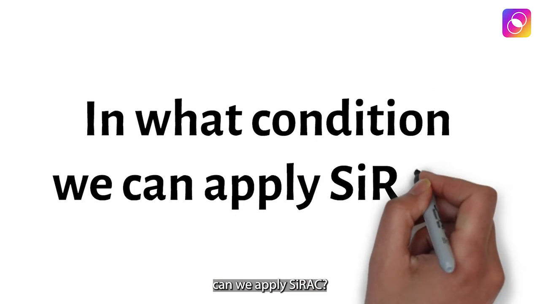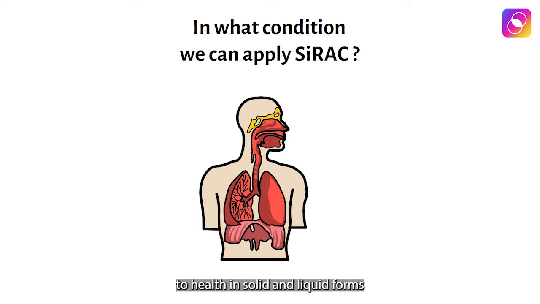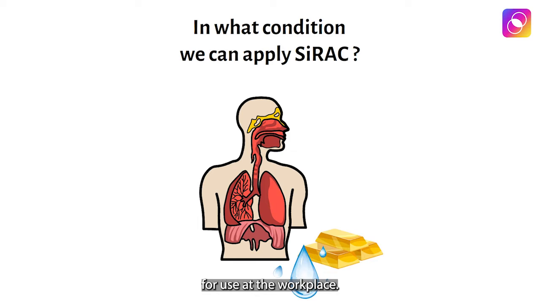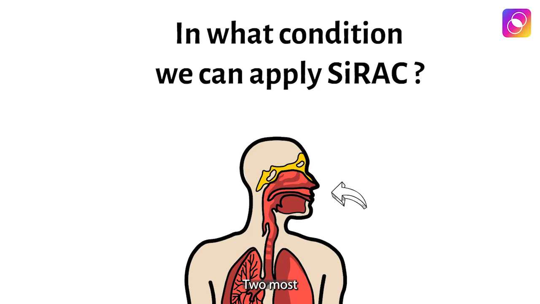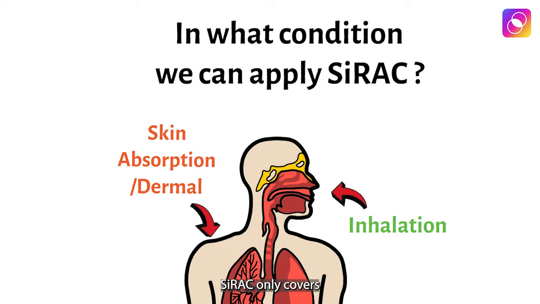Where can we apply SiRAC? The SiRAC method applies only to chemicals hazardous to health in solid and liquid forms that are supplied for use at the workplace. Typical examples include powder coatings, degreasing solvents, and cleaning products such as varnishes, ink and paint, and chemicals for making into other products. The two most significant routes of exposure of chemicals into the human body are inhalation and dermal. SiRAC only covers exposure to chemicals hazardous to health through inhalation and dermal.